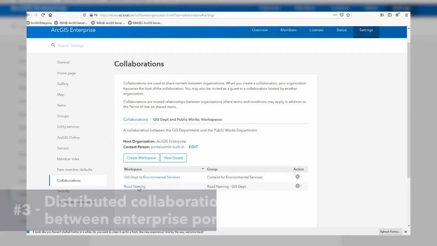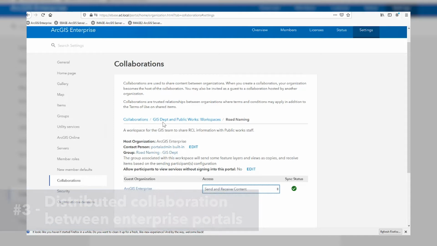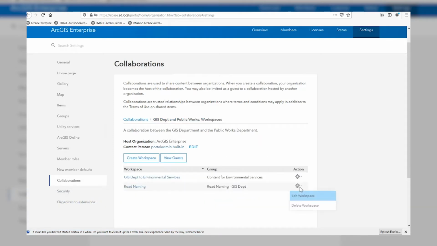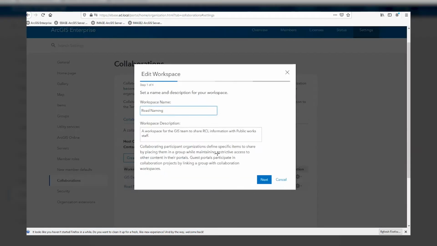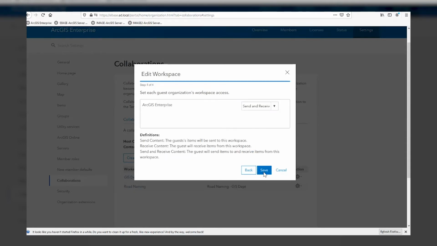The third reason this class is fantastic is we introduce you to the concept of distributed collaboration between multiple ArcGIS Enterprise portals. A collaboration is based on a foundation of trust between participating organizations and is motivated by common goals and initiatives that support data access and sharing.